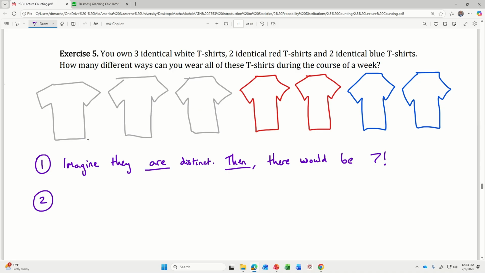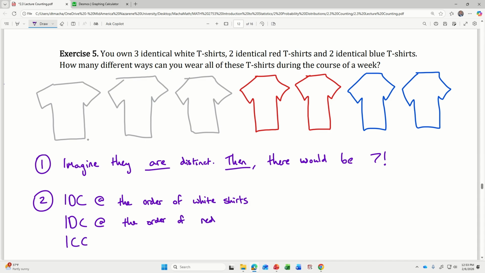But number 2 says, I don't care about the order of white shirts. I don't care about the order of red shirts. And lastly, I don't care about the order of blue shirts. So considering all of this, we take our 7 factorial different permutations, but we are going to divide by 3 factorial.